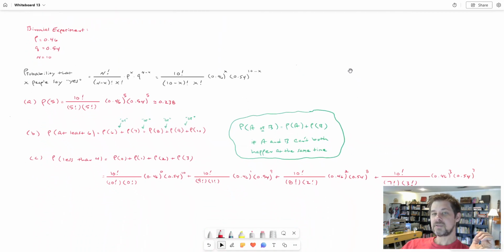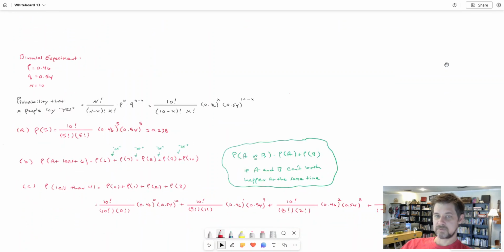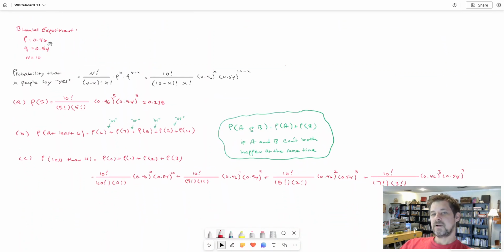So let's start there. As I said, this is a binomial experiment, and the variables we use are P, the probability of success, or saying yes. In a binomial experiment, there are just 2 possibilities. We ask people how they feel, and they either have little confidence in newspapers or they don't. So P is the probability that they say they have very little confidence in newspapers. Q is the probability that they don't feel that way. P and Q have to add to 1, because those are the only 2 possible outcomes, and those were the numbers given.